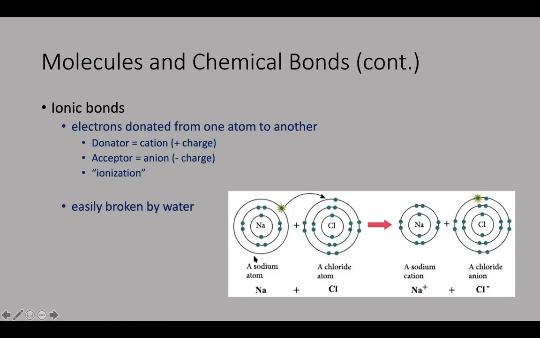Other than this, the final bullet point I have here: these are fairly strong bonds, but they are easily broken by water. So ionic bonds can be broken down by water. It's easy to dissolve salt in water, right? That's a good example of an ionic bond being broken down by water. And that is all I'm going to talk about with ionic bonds. Those are the main points you need to know for ionic bonding.